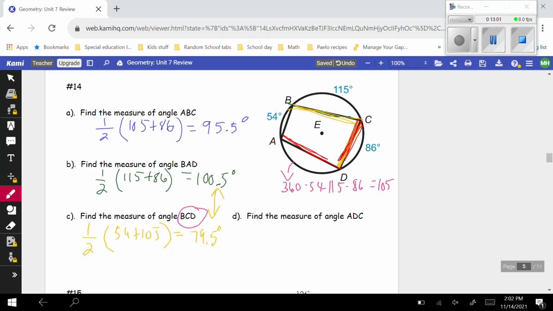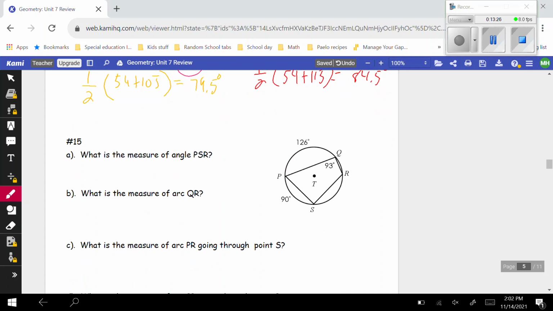Our last one here, angle ADC. So I'm going to trace that in red. 54 plus 115 gives me an answer of 84.5 degrees, which again, if you add part A and part D, you should get 180 degrees. Okay.